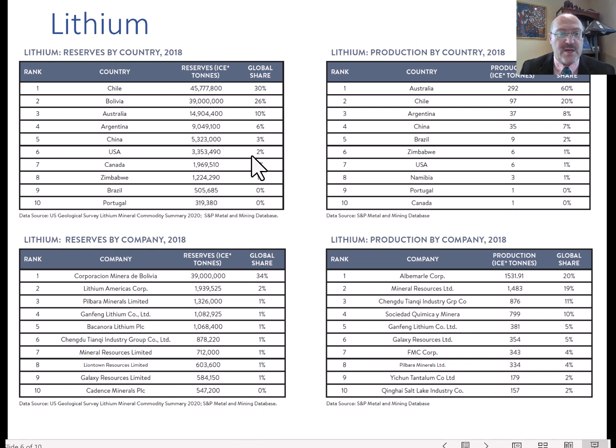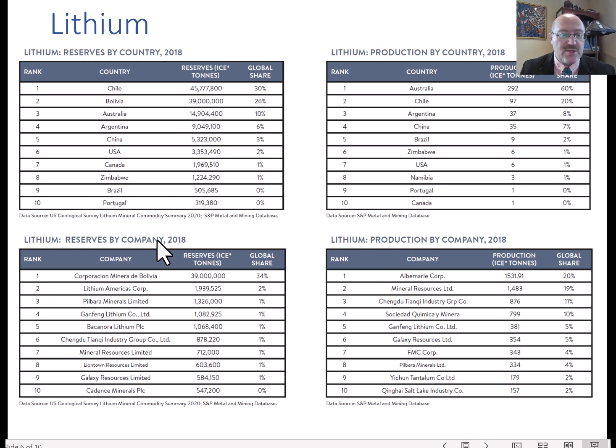Then lithium production, a very similar picture, but different countries involved: Chile, Bolivia, Australia, and Argentina. Chile has 30, Bolivia has 26, so it's Latin America. And Australia has 10%. Now, the production is the largest in Australia, so they're going really fast, and they're dominating the market with 60%. 20% Chile, and Argentina is 8%. And a lot of that is purchased by China and produced into batteries.